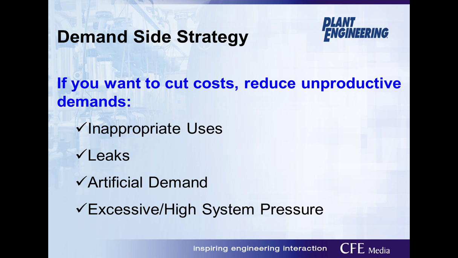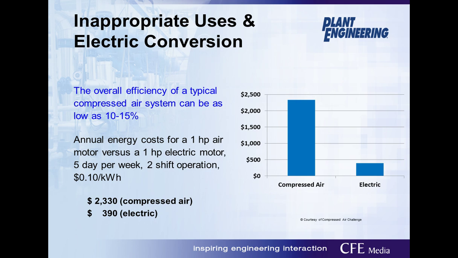So if you want to cut costs and reduce unproductive demands, we really need to look at those on that top half of the chart you saw. The non-production, what's really wasting: the leaks, the inappropriate uses, and then, of course, the artificial demand. We also want to look at the excessive and high system pressure that goes along with this, because that is one of the things that causes artificial demand, as you'll see.